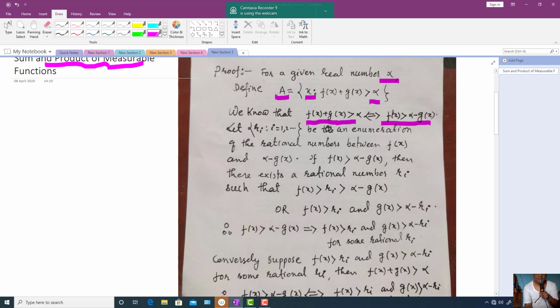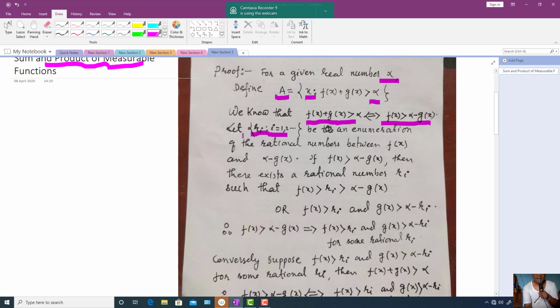f of x is a real number, and alpha minus g of x is a real number. Then f of x is strictly greater than alpha minus g of x, so they are different real numbers. From real analysis we know that between two different real numbers there are infinitely many rational numbers. The set of rational numbers is countable, and it can be enumerated in this form: r1, r2, r3, like this.